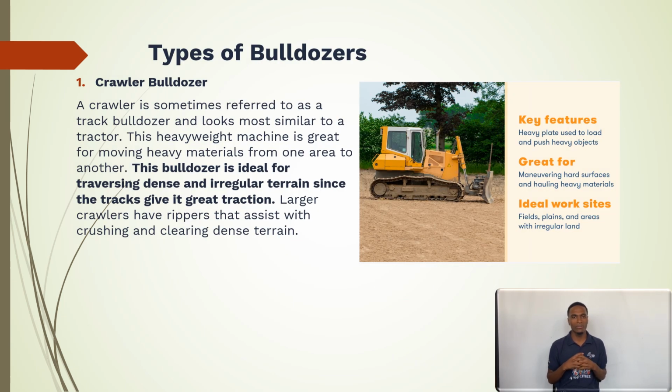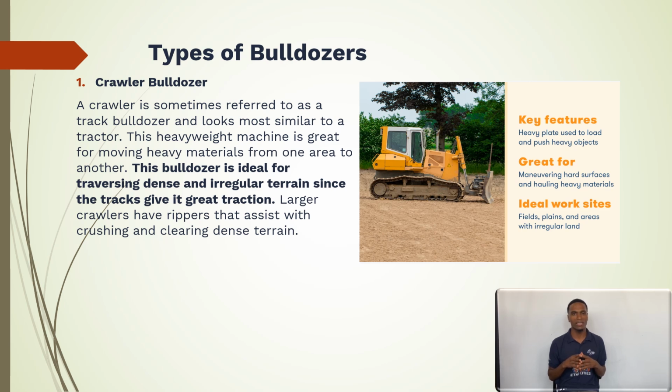Types of bulldozers. We have a crawler bulldozer. A crawler is sometimes referred to as a track bulldozer and looks most similar to a tractor. This heavy machine is great for moving heavy materials from one area to another.